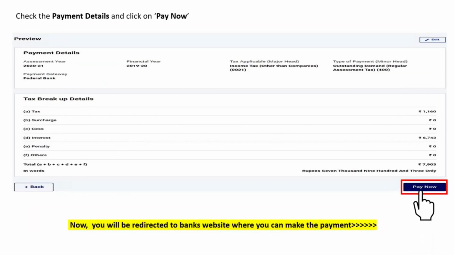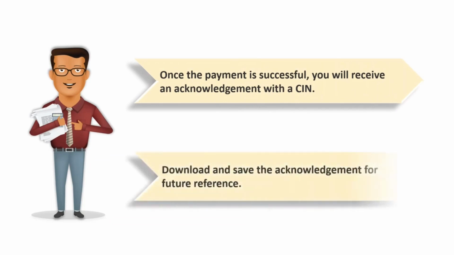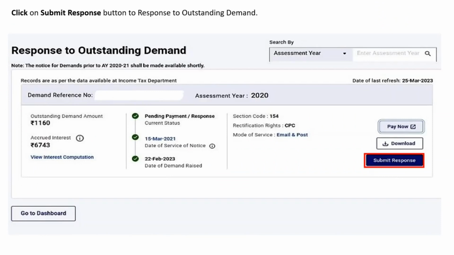You can check the payment details and then click on Pay Now. You will be redirected to the bank's website where you can make the payment. Once the payment is successful, you will receive an acknowledgement with a challan identification number. You can download and save the acknowledgement for future reference. If you wish to make a partial payment of your demand amount, you can once again go to the Response to Outstanding Demand tab. Here you can click on Submit Response.